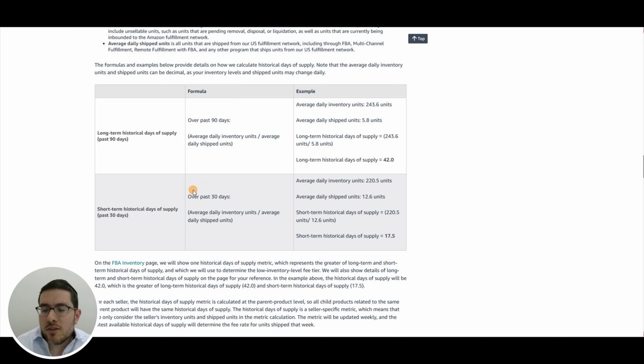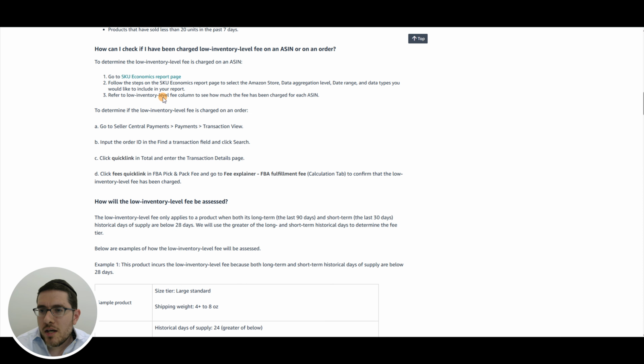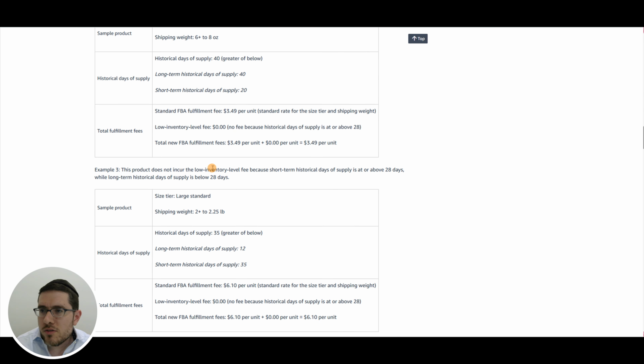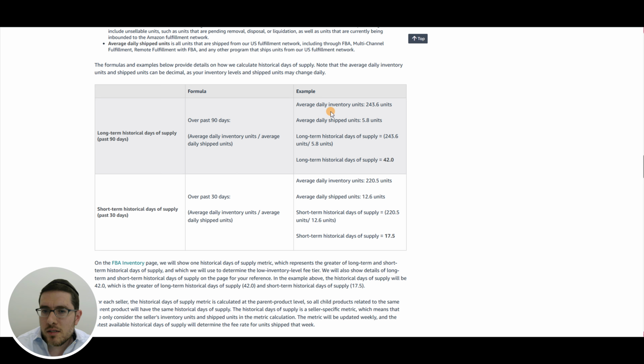And then they will look at the higher number of these two, and they will determine if you pay the fee or not. If the historical days of supply, the higher number between the 30 and the 90 days, is above 28, you will pay no fee. If it's between 21 and 28, you will pay this fee. If it's between 14 and 21, you will pay this fee. And if it's between 0 and 14, you will pay this fee. And you can see over here on this page, they explain how they calculate it. They go through a few examples.